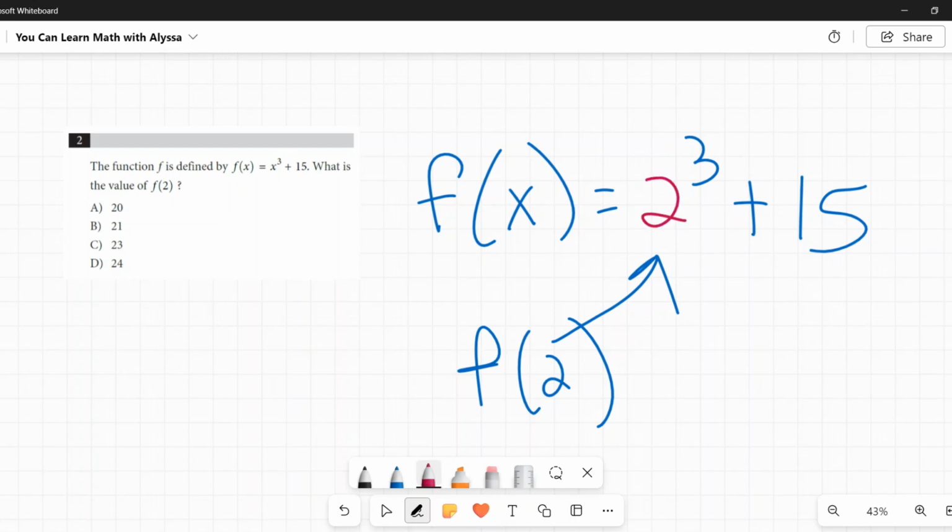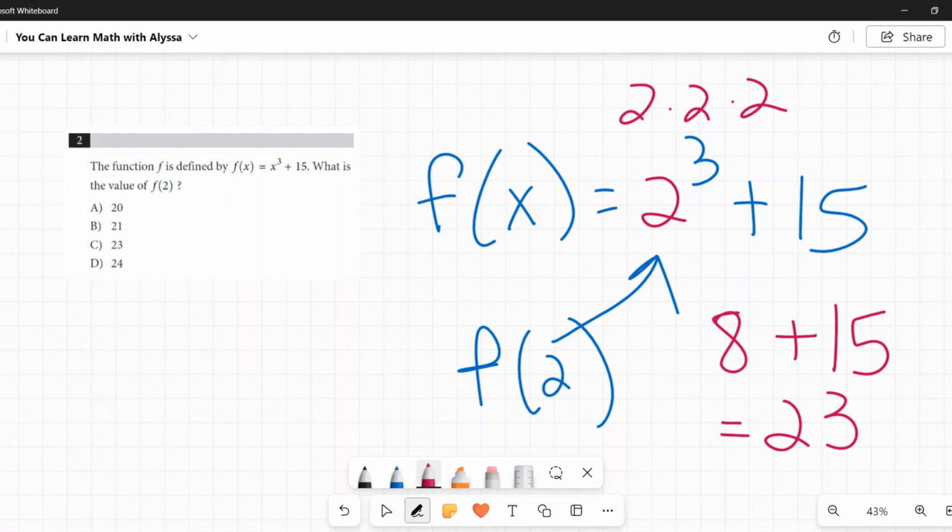Plug in my 2. 2 cubed is 2 times 2 times 2, 2 times itself 3 times. 2 times 2 times 2 is 8. And then it says next to add 15. So 8 plus 15 is 23. And that is C. C is my answer.